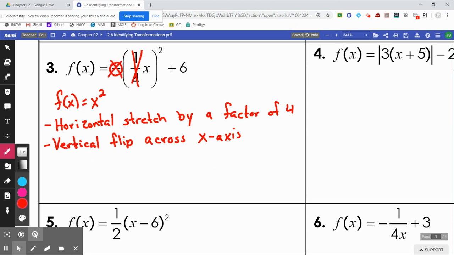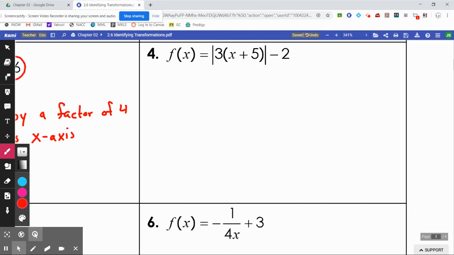And finally, our last transformation would be this plus 6 out here. It's on the outside of the function, so that would be simply a vertical translation up 6 units. And that would be all of our transformations on that one. Number 4. Again, let's start with all stretches and compressions.